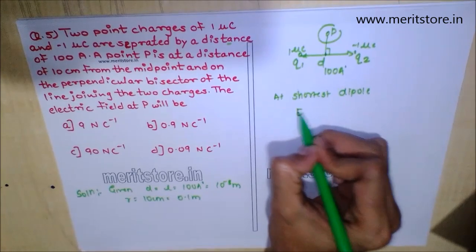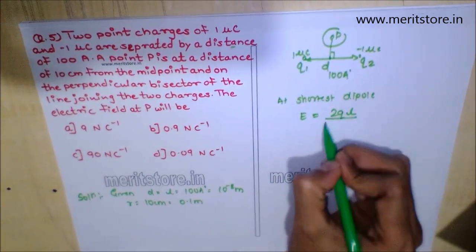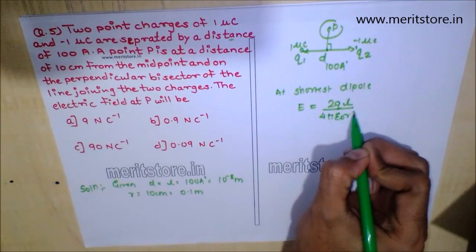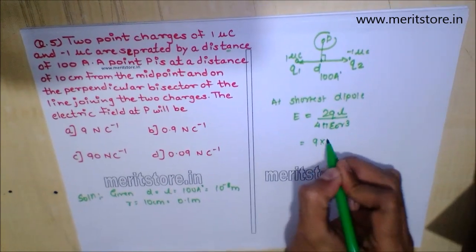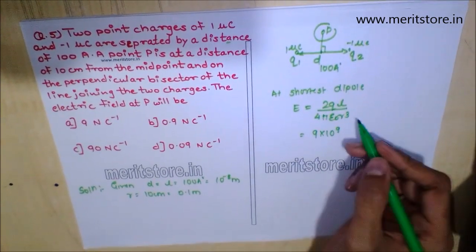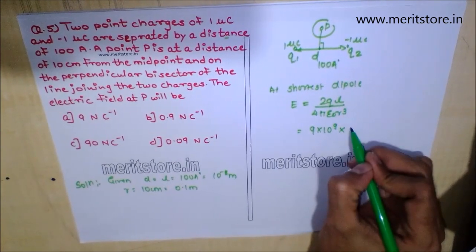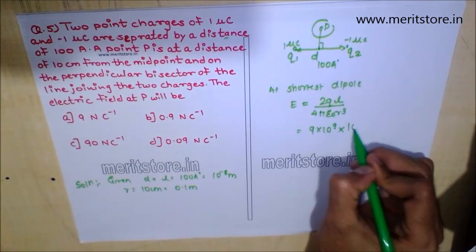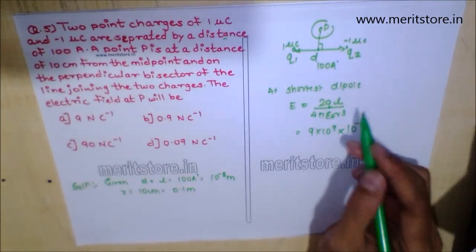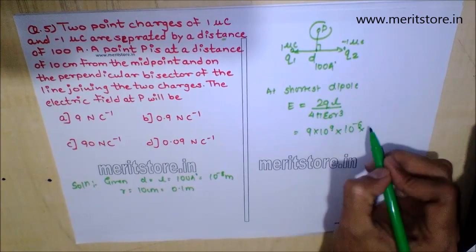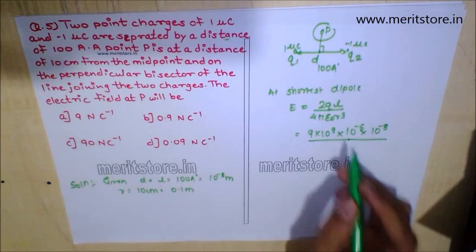the electric field intensity at this point P will be given by this formula, which is 2QL upon 4 pi epsilon naught r cube. Where 1 upon 4 pi epsilon naught gives you 10 raised to 9. I am rounding up the figures. Also the charge Q is 10 raised to minus 6 C when we converted it to coulombs, into the length, which is 10 raised to minus 8, the 100 angstroms. We have converted it into meters.